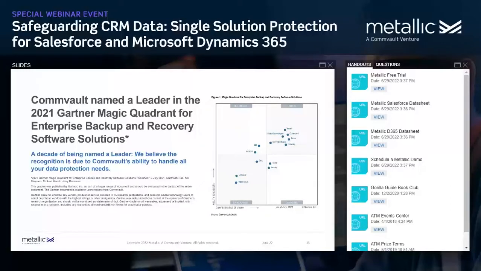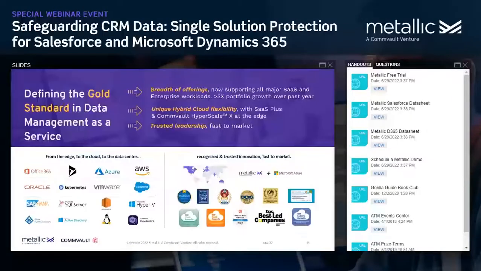As you can see from here, Commvault was named a leader in the 2021 Gartner Magic Quadrant for Enterprise Backup and Recovery Software Solutions. As a matter of fact, we've had a decade of being named as the leader. And we believe that this recognition is due to Commvault's ability to handle all of your data protection needs. This all amounts to Metallic setting the bar as the gold standard for data management as a service.